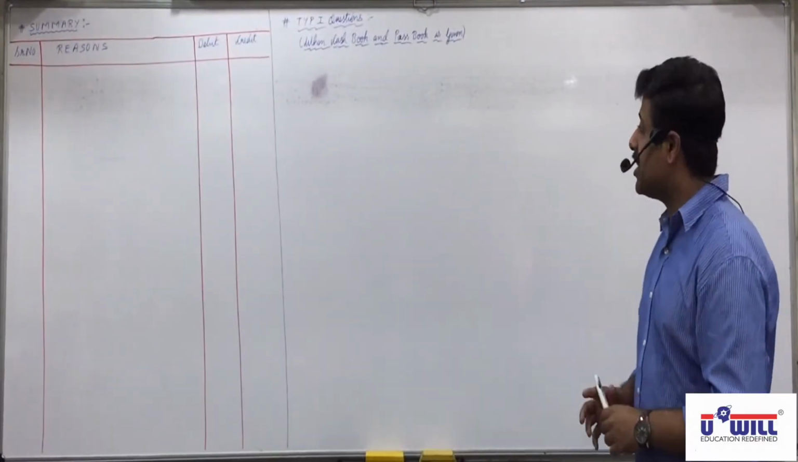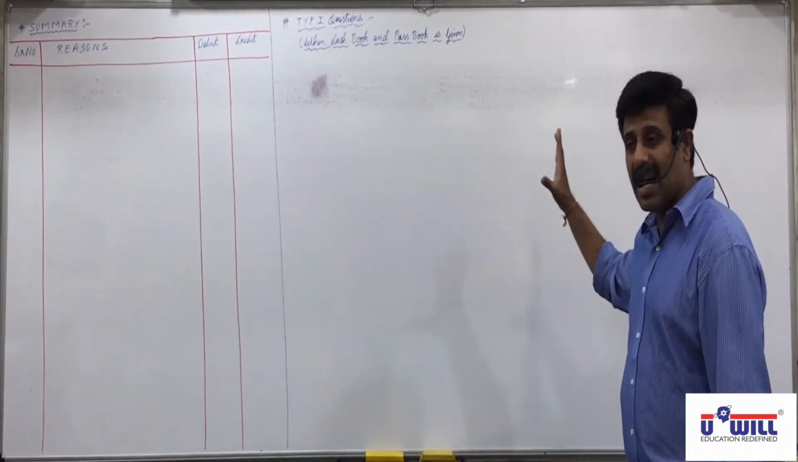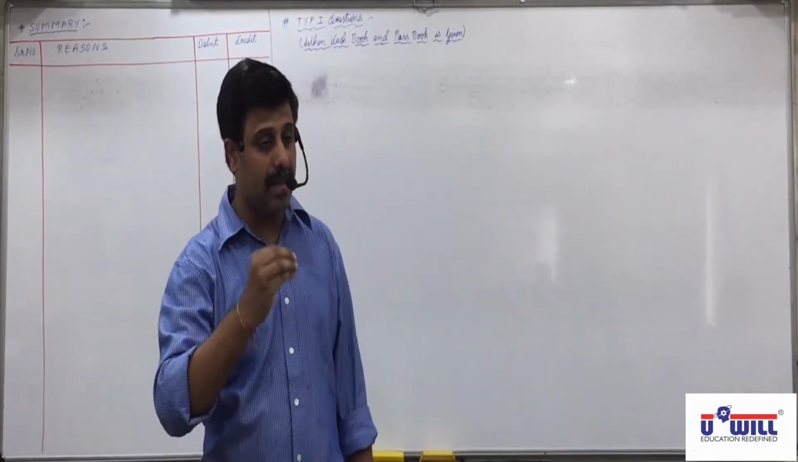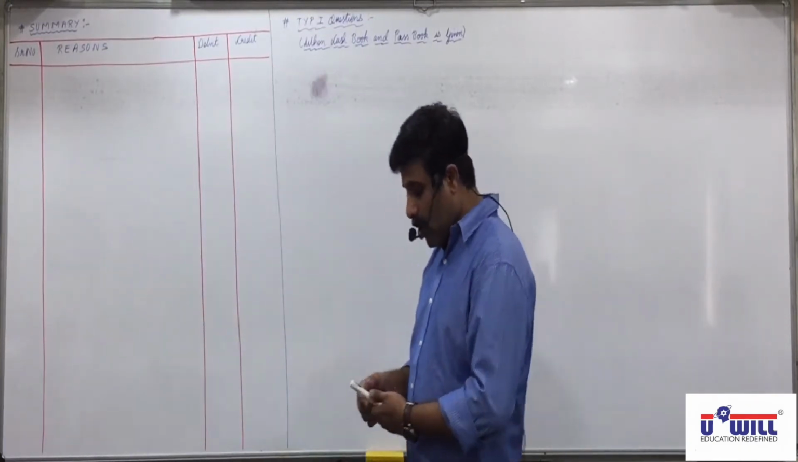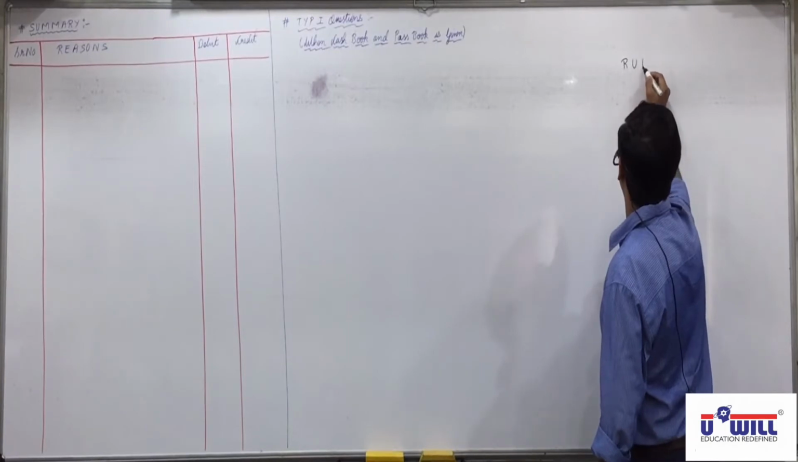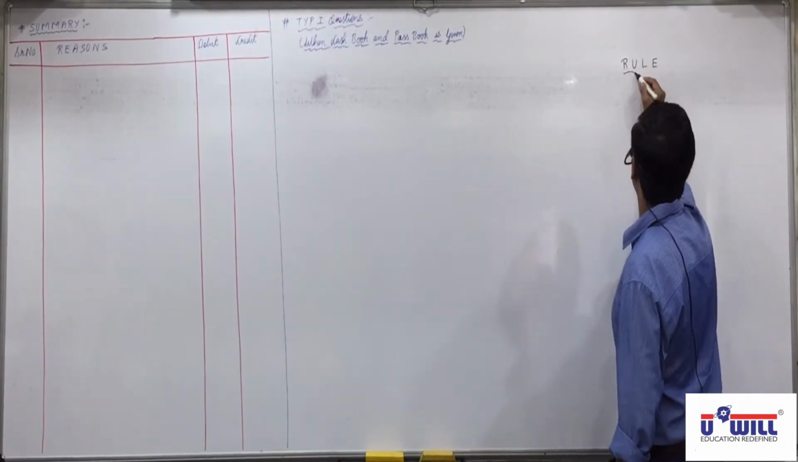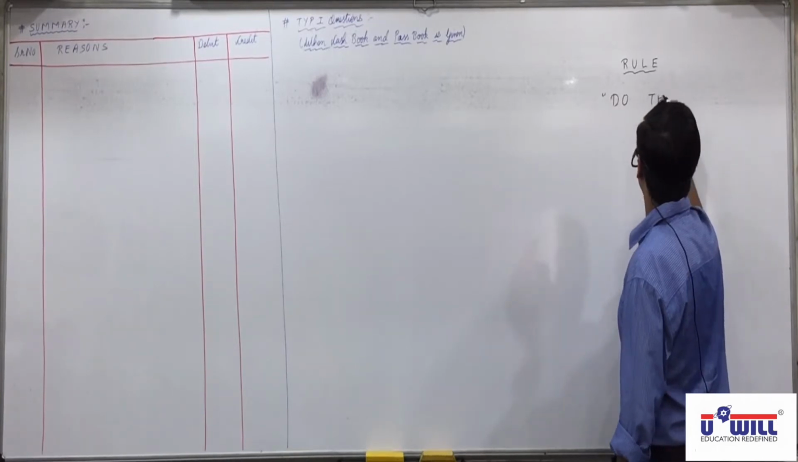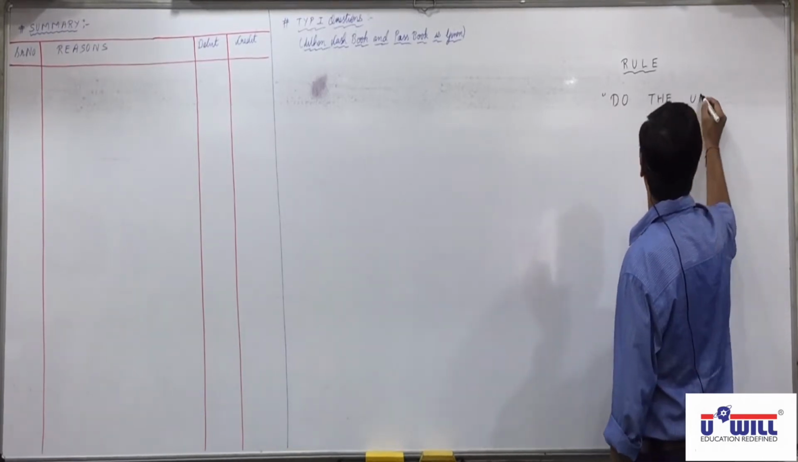First type of questions where cash book and passbook will be given. We will compare the two, find the reasons of differences and then take the others. Only one rule to be followed here, which you can write in the summary, which is do the undone.